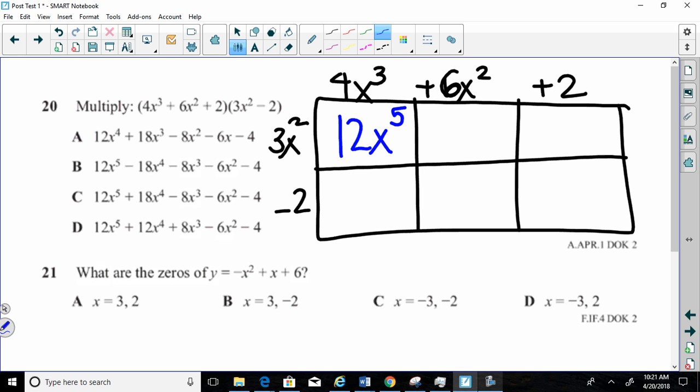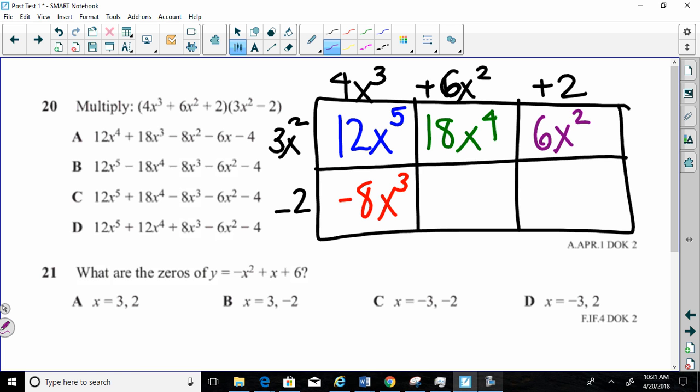What's 6 times 3? 18. And 2 times 3x? 6x squared. Now let's go down here. -2 times 4x cubed. -8x to the 3rd power.